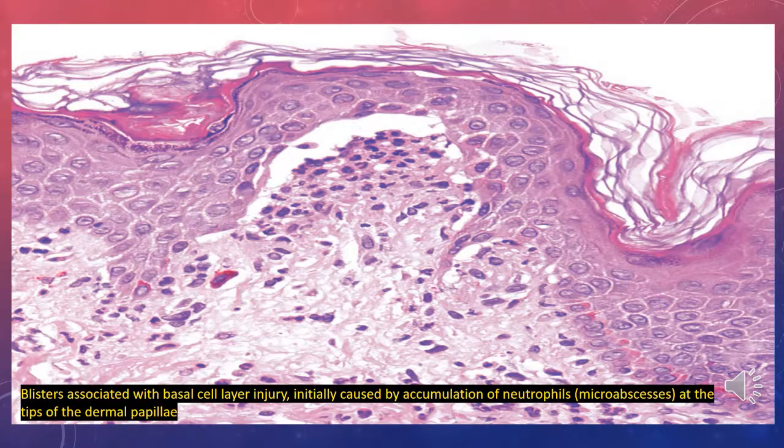This is the microscopy of DH, dermatitis herpetiformis. There's a cavity, as you can see in this image. It's the blister associated with the basal cell layer injury caused by the accumulation of neutrophils, microabscesses, as you can also see in this image, at the tip of the dermal papillae. So it's associated with the IgA antibodies to transglutaminase, and it's characterized by the subepidermal blister, as visible in this image.